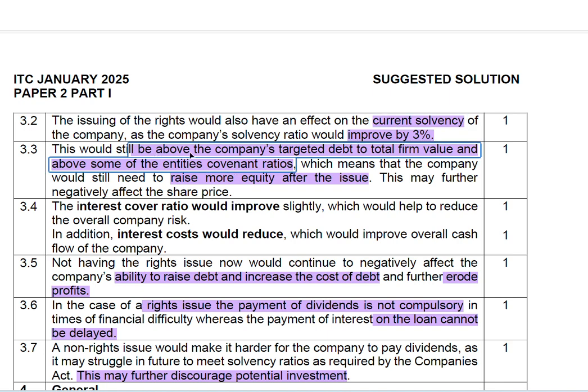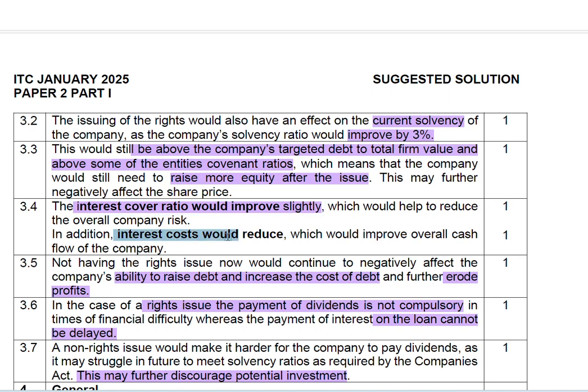Still, they're above the target debt to equity ratio. Yes, there's an improvement, but they're still above. We might need to raise more equity so that we're going to get closer to our target. So you need to argue that. Yes, there's been an improvement, but the improvement has not put us closer to the target. So what might happen now? We might need more rights issues. And then we see the interest cover, it had improved slightly.